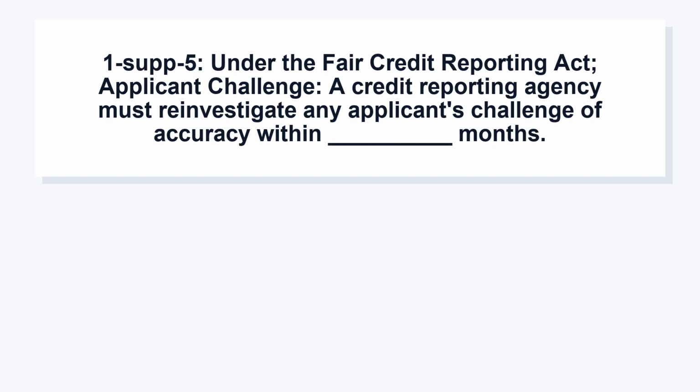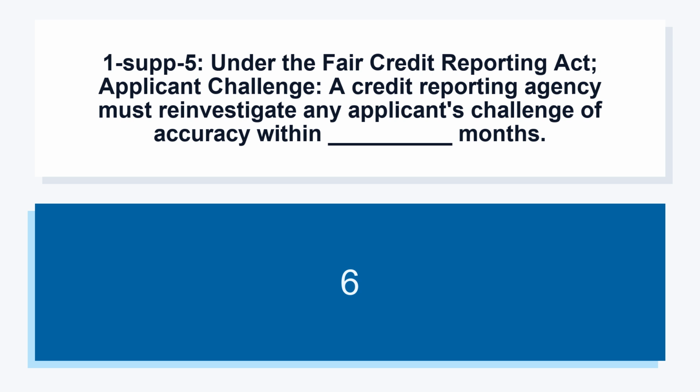1 Sup 5, under the Fair Credit Reporting Act, applicant challenge. A credit reporting agency must reinvestigate any applicant's challenge of accuracy within ____ months.